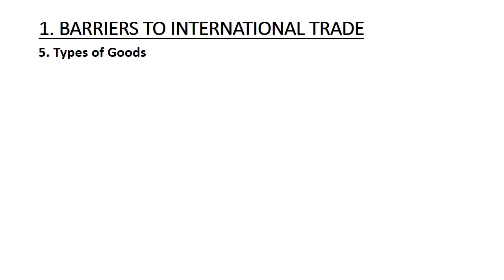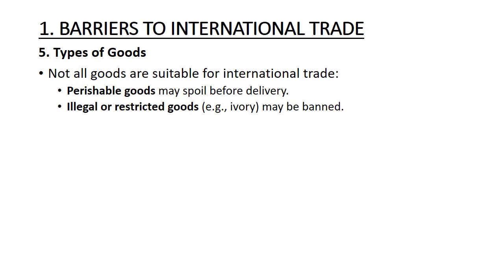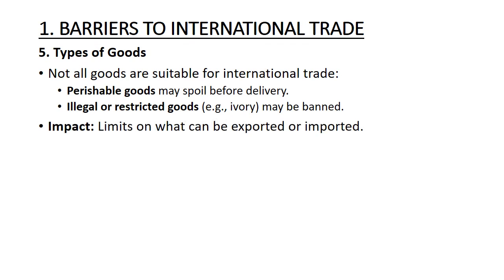Okay, the other challenge is types of goods. Not all goods are suitable for international trade. For example, perishable goods may spoil before delivery. So goods that get easily destroyed, for example, fish, if you don't have proper refrigeration, it may get damaged. So it's not good for international trade. Also, illegal or restricted goods, e.g., ivory, may be banned. The impact is it limits what can be exported or imported.